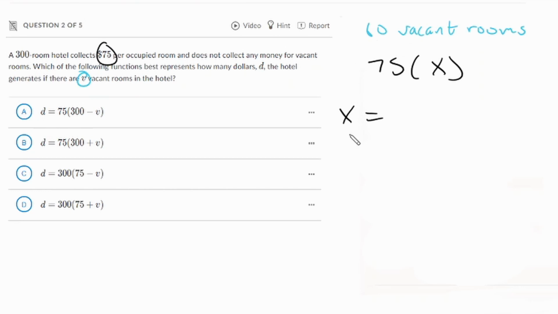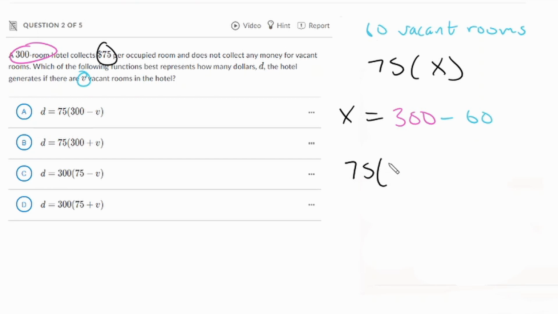So if we need to find the number of occupied rooms to complete our formula, then we need to first start with the total number of rooms, which is going to be 300. So this is the total number of rooms in the hotel, and the total number of occupied rooms is going to be 300, the total, and then we subtract the vacant rooms. So if we get rid of the vacant rooms, then we'll be left with occupied rooms. So x is going to be 300 minus 60.